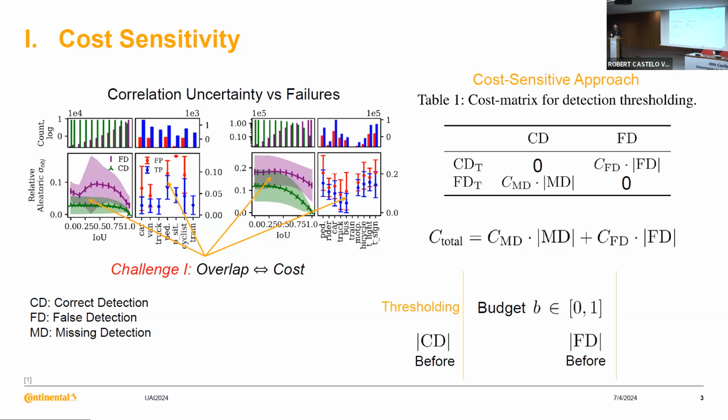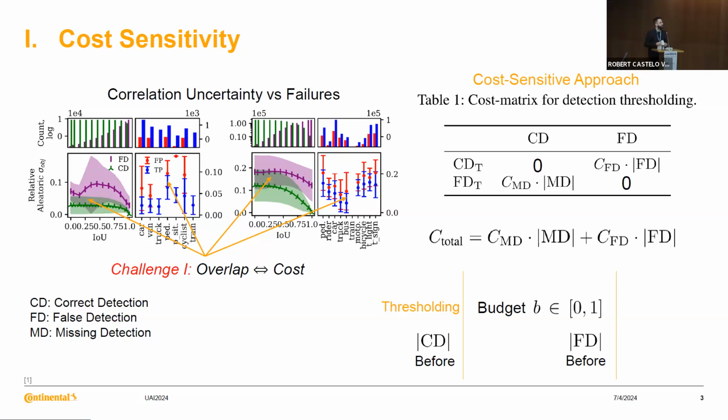So how we tackle it is with a budget. Instead of defining the cost, we define the missing detection rate or the false detection rate. So for example, if we're dealing with autonomous driving, and regulations say that my detector needs to have a missing detection rate below 1%, you could say that based on my budget, I need to keep post-thresholding 99% of my CDs because I would increase my MDs only by 1%.